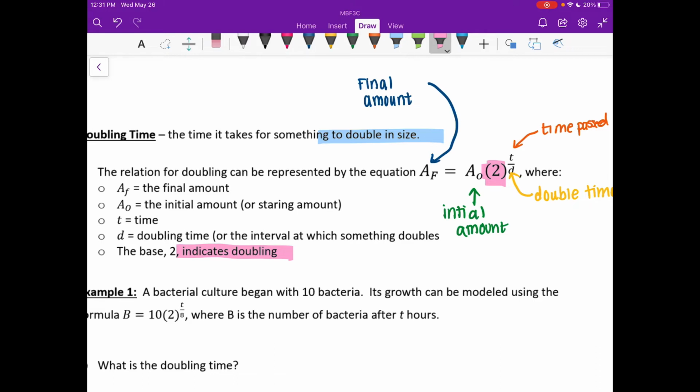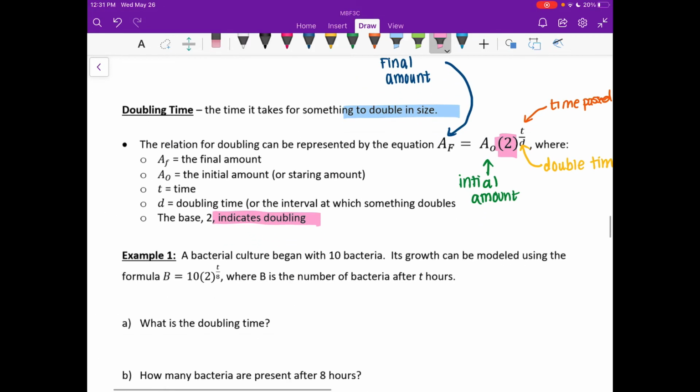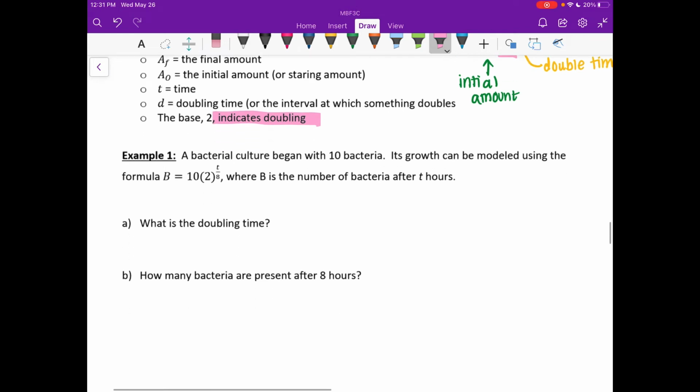So let's move on. Let's just do an example together. So a bacterial culture begins with 10 bacteria. So we know our initial value, right, is going to be 10. Its growth can be modeled using the formula B equals 10 times 2 to the power T over 8, where B is the number of bacteria after T hours. What is the doubling time?